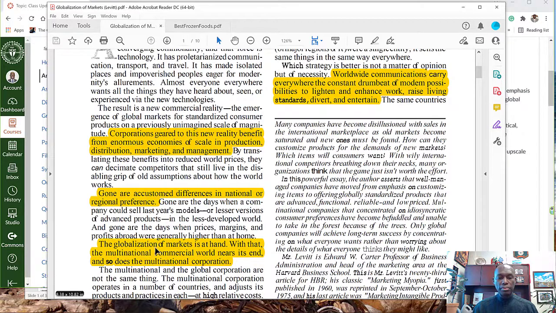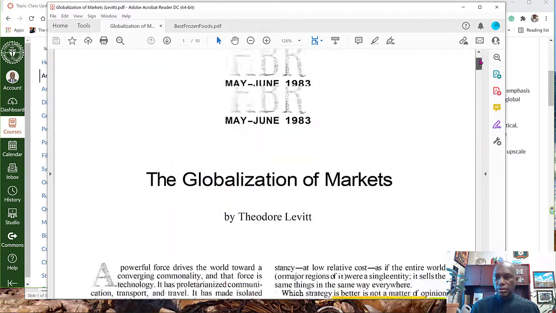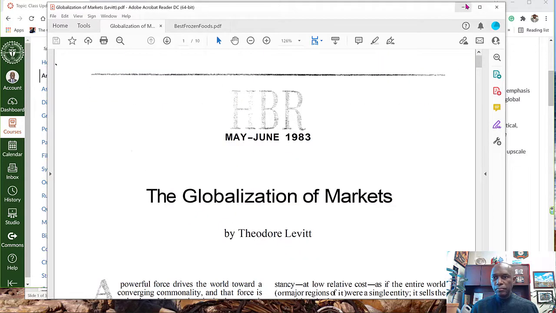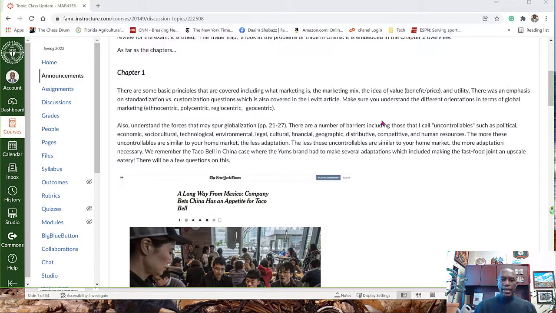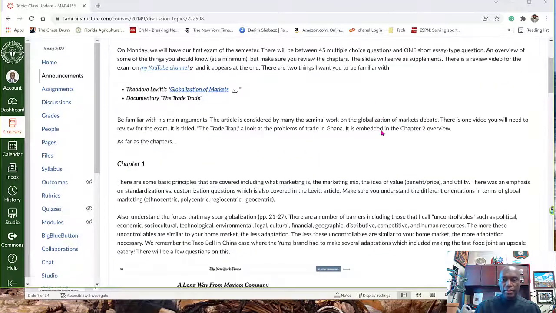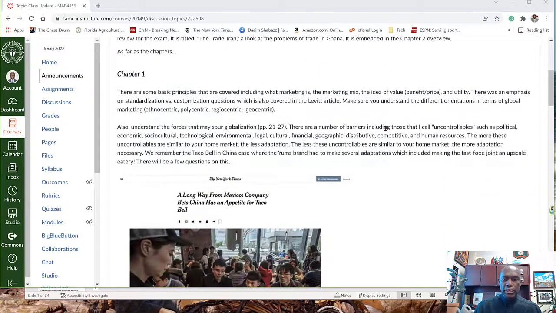And gone are the days when prices, margins, and profits abroad are generally higher than at home. But it is the first statement, gone are custom differences in national or regional preference. That can be debated either way, but certainly national differences are still very important. So you want to take a look at that article, Theodore Levitt. It is extremely important in this body of literature.